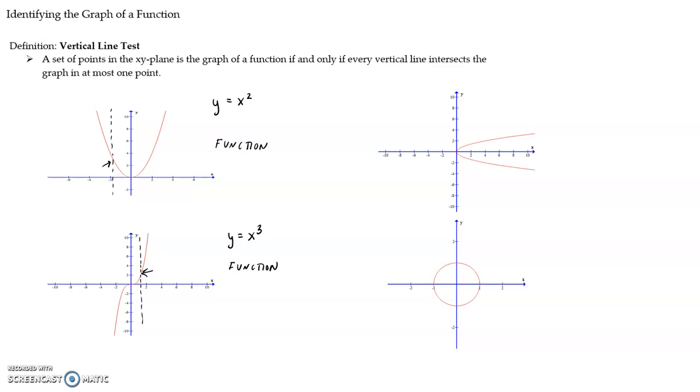Let's go ahead and take a look at two more examples. In this next one, you'll see that this is the graph of x equals y squared, which is a sideways parabola that opens up to the right. And we can go ahead and draw our vertical line through this graph. I'm going to draw mine right here. And you'll notice that it crossed once, twice. So this would be an example of something that is not a function.